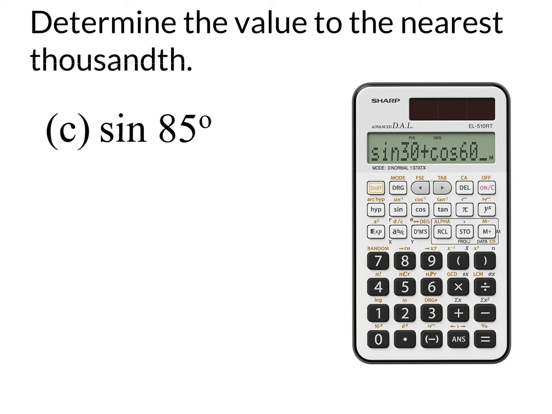And finally, let's try to find the sine of 85 degrees to the nearest 1,000. When you plug that into your calculator, you should get about 0.996 as your answer.